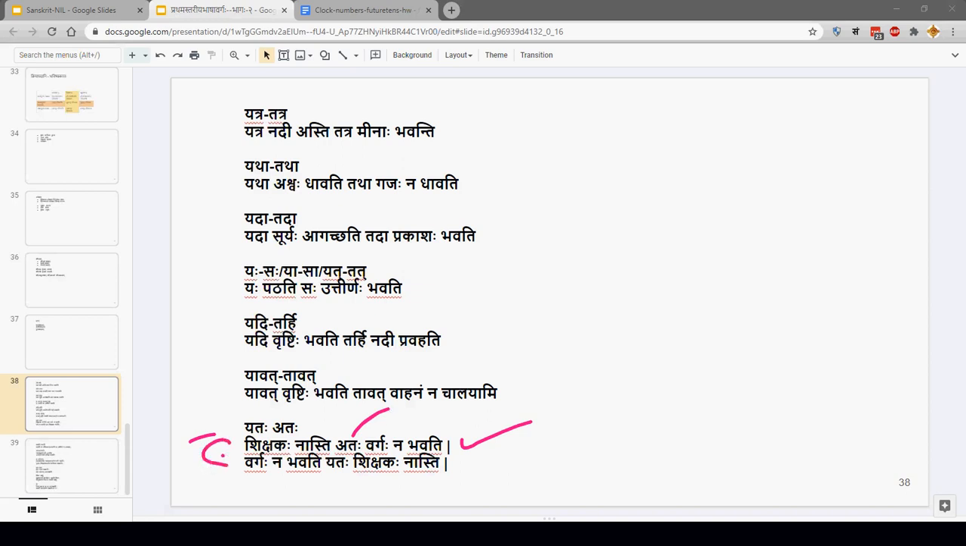So same thing if you reverse, using because, right? Varga means the class does not happen because there is no teacher. So you can reverse it like this: vargah na bhavati yatah shikshaka nasti. The class won't happen because the teacher is not there. So you can reverse any sentence like this with atah to yatah, yatah to atah.